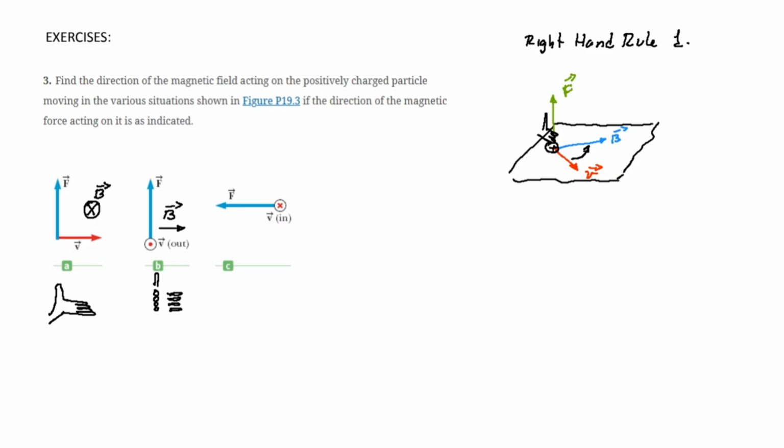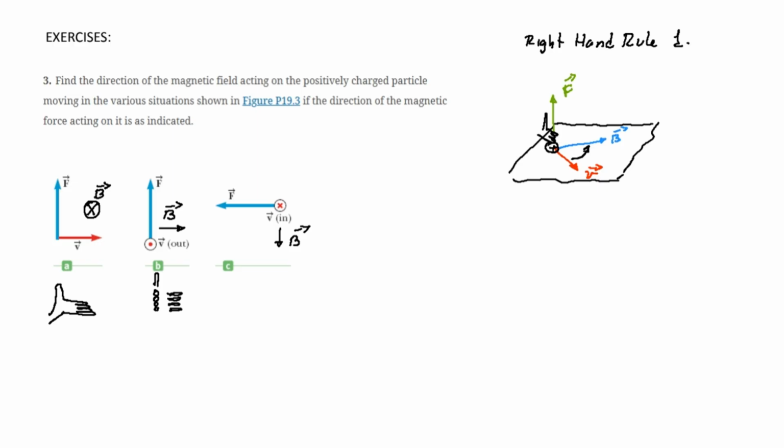Next case. You will put your fingers pointing toward the screen of the computer. You put your thumb pointing to the right. And now, when you curve your fingers, they are going to be pointing downward. So it means that in this case, the vector magnetic field points down.